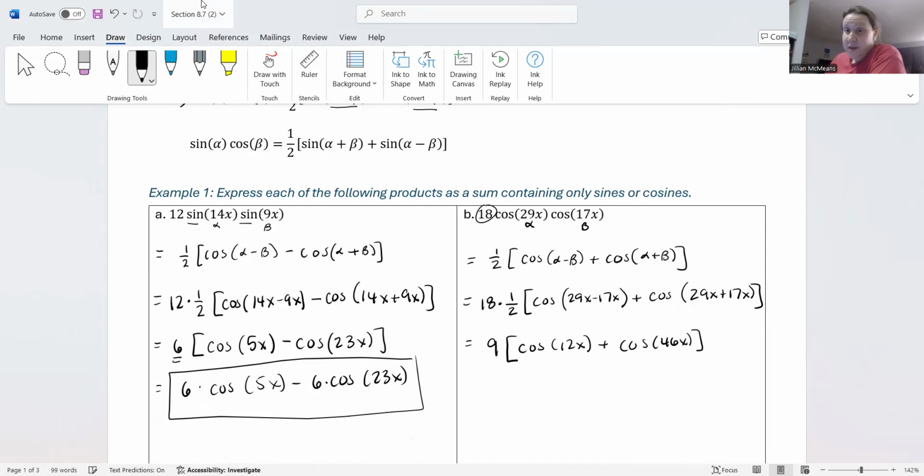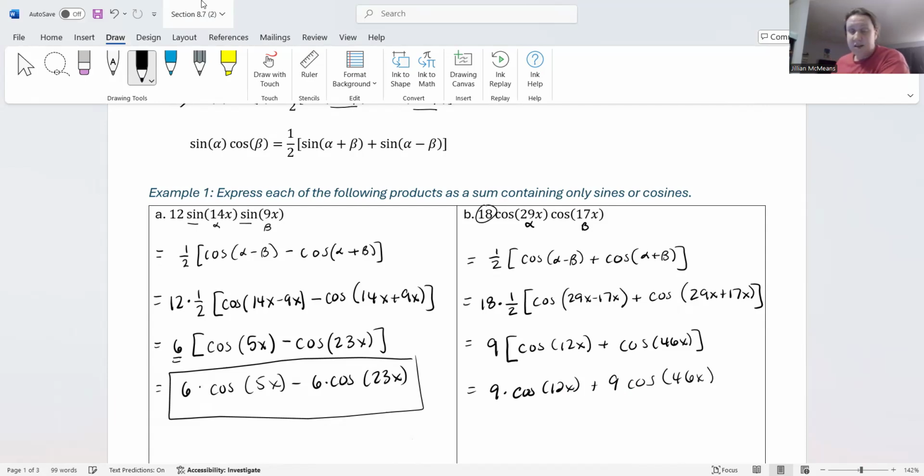And again, there's not really anything else to do. We have different arguments, so we can't add these. So you can't add cosine of 12x and cosine of 46x. Those arguments are totally different, so they're not like terms. So the only thing that we could really do is distribute this 9 on the outside. So I could say this is 9 times cosine of 12x plus 9 times cosine of 46x.